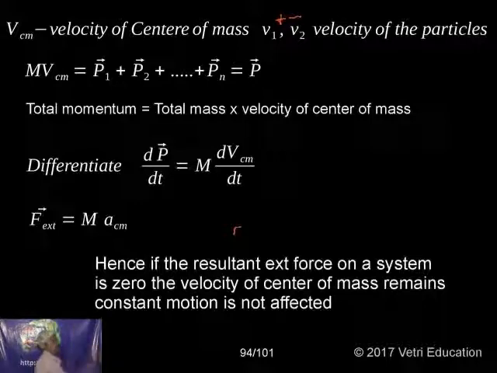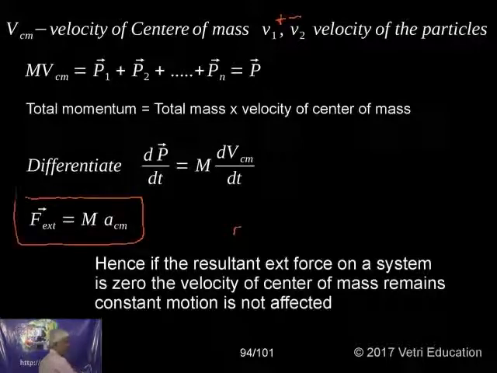What is capital M? The total mass of the body. V_CM is called the velocity of the center of mass. Again, the total momentum can be differentiated: dP by dt, keeping M constant, is M dV_CM by dt. The rate of change of velocity gives acceleration. Again Newton's law comes: F is equal to ma.